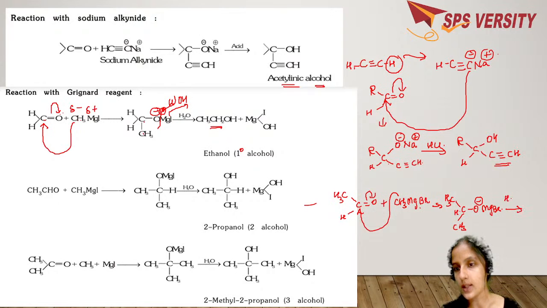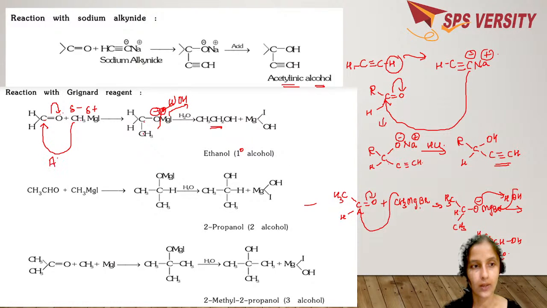Now on hydrolysis, HOH, I'll write. This will take up this and this will go with this. As a result, you get CH3CHOHCH3. This is a secondary alcohol. So on treatment with the Grignard reagent, primary alcohols will be formed from aldehydes. If you take the aldehyde, you get the primary alcohol.